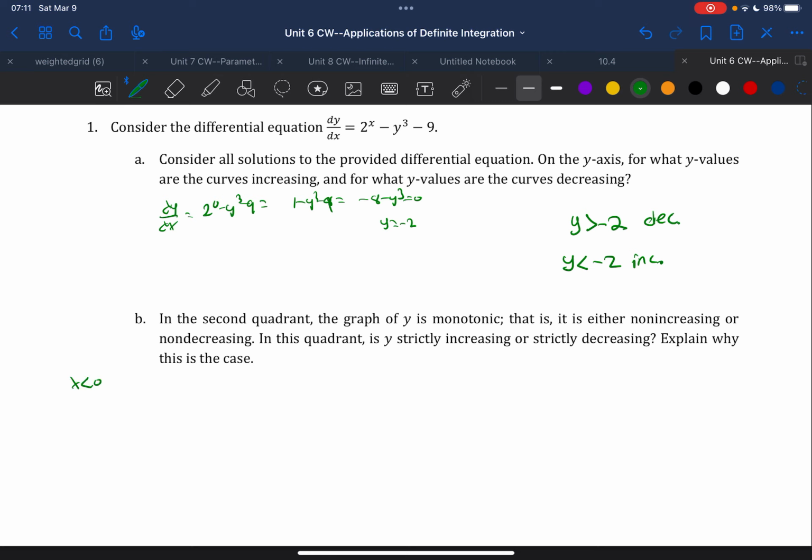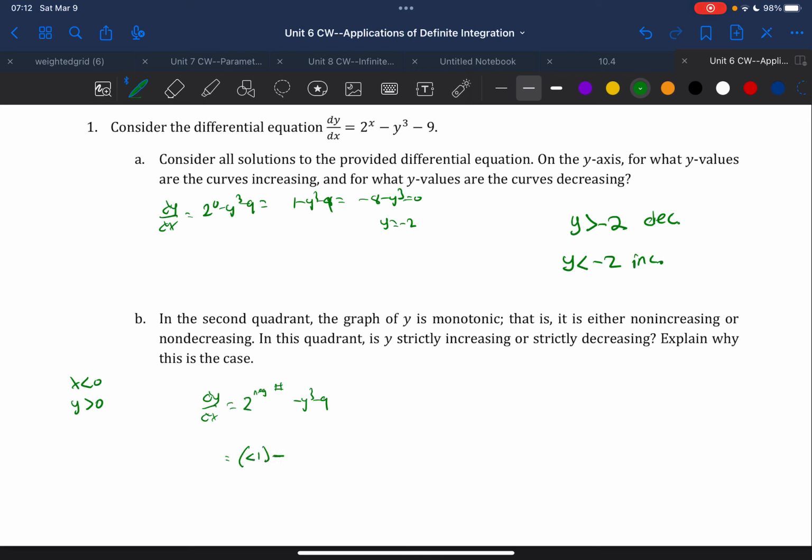So I get 2 to a negative number. So 2 to a negative number, minus y cubed minus 9. 2 to a negative number. Well, 2 to the 0 is 1. So 2 to a negative number is less than 1. So I have a number less than 1.